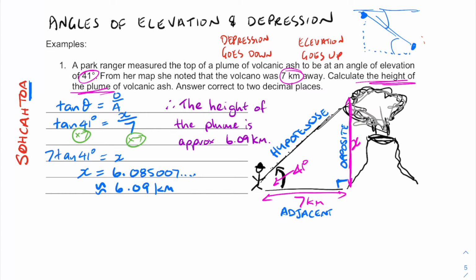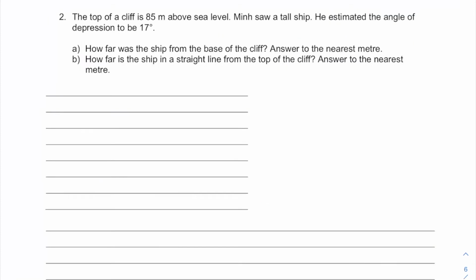Remembering that the angle of elevation is the one that goes up, the next problem will be a depression problem, so this one will be the angle going down. We've got someone standing at the top of a cliff. We've got Min at the top of a cliff. The cliff is 85 meters above sea level.